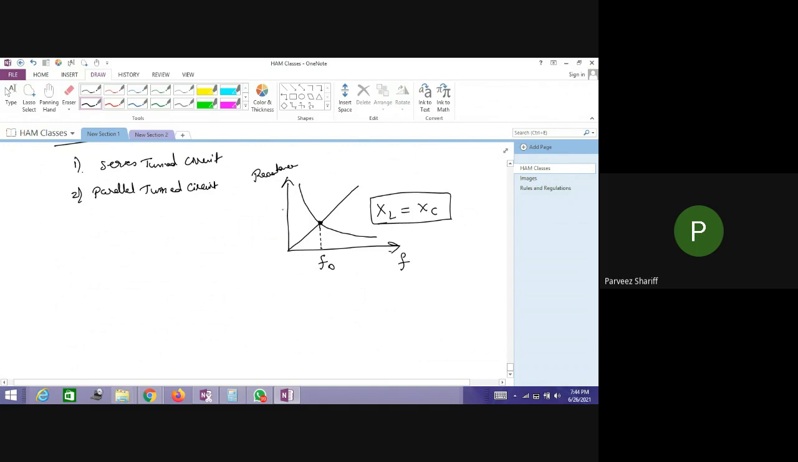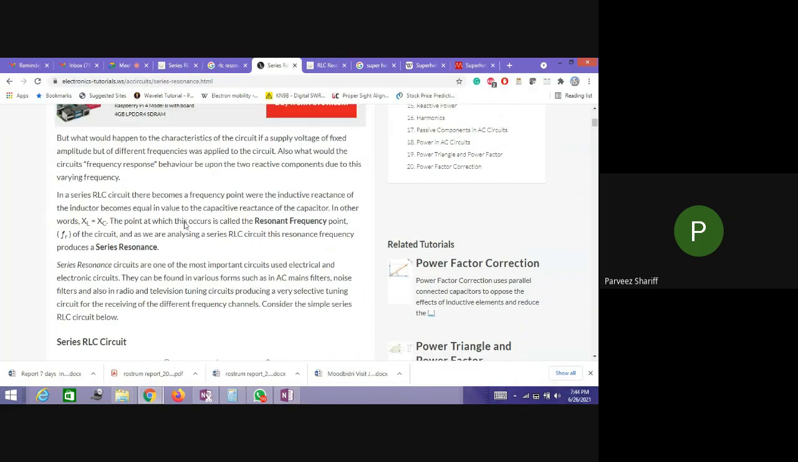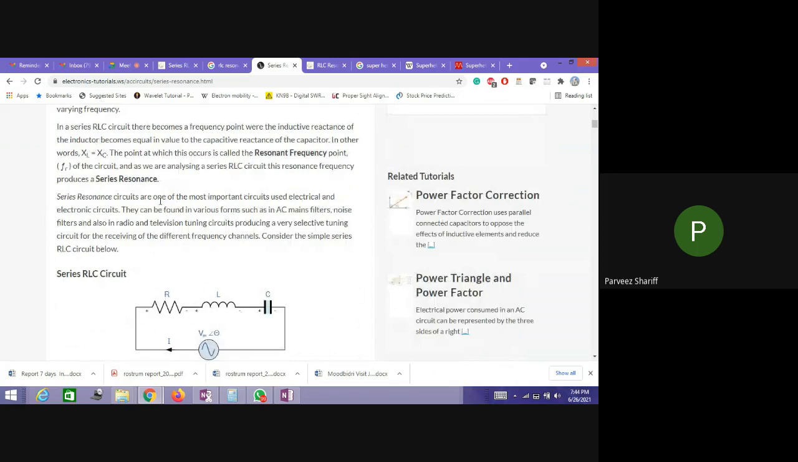The reactance we can call here. So this is the point where XL is equal to XC. Okay, that is called the resonant frequency point.